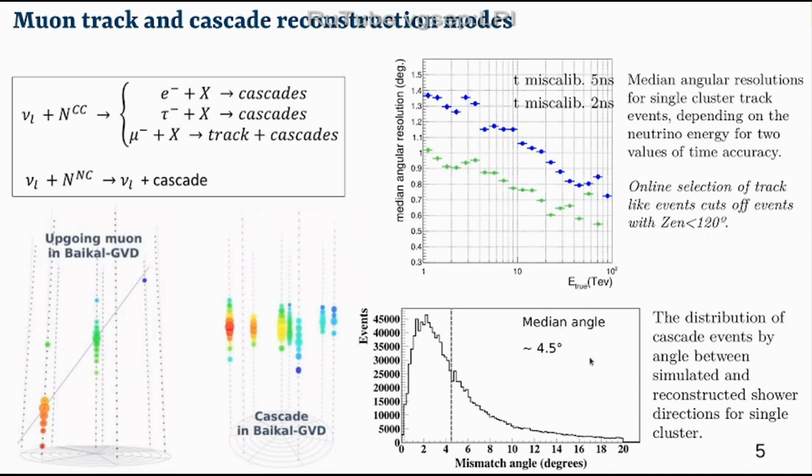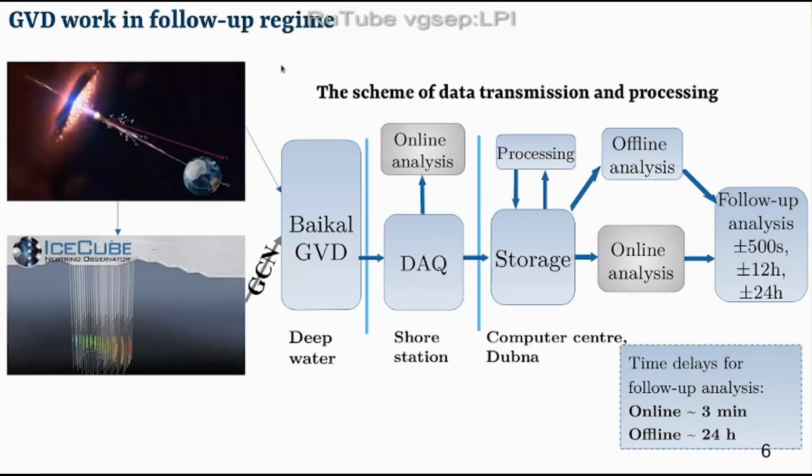As I said, this picture is about cascades. From this picture, you can see that median angle resolution for cascade reconstruction is around 4.5 degrees. So it's better to see at tracks, of course, but at the moment we pay attention to cascades because of this reason, and also because we still work on muon track reconstruction. So let's move on to how GVD works in follow-up regime.